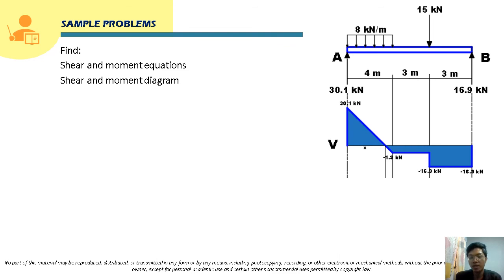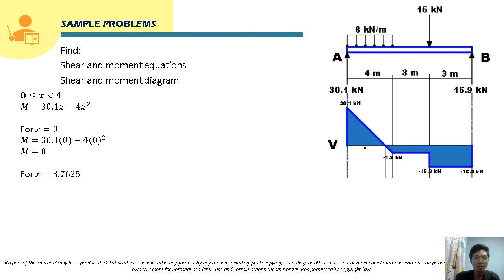Now for the moment diagram, we will start with the first segment. For the first segment, class, the moment equation is 30.1x minus 4x squared. So this is the equation. Expect a parabolic graph here, since this is the equation of the moment. For x equal to 0, class, the moment is 30.1 times 0 minus 4 times 0 squared. So the moment is just 0.